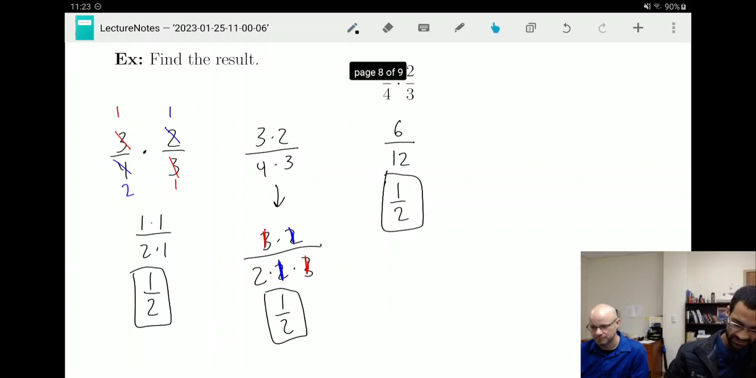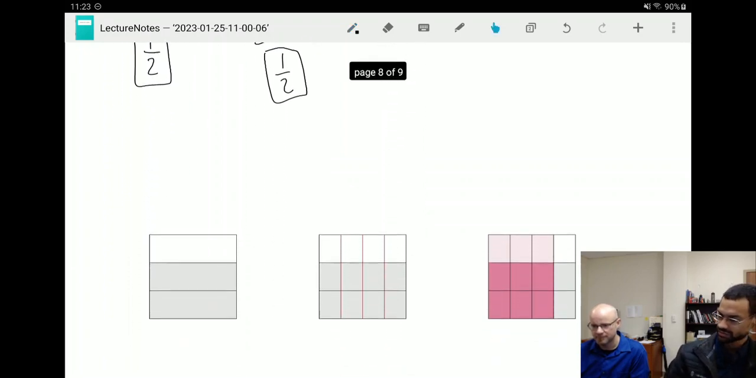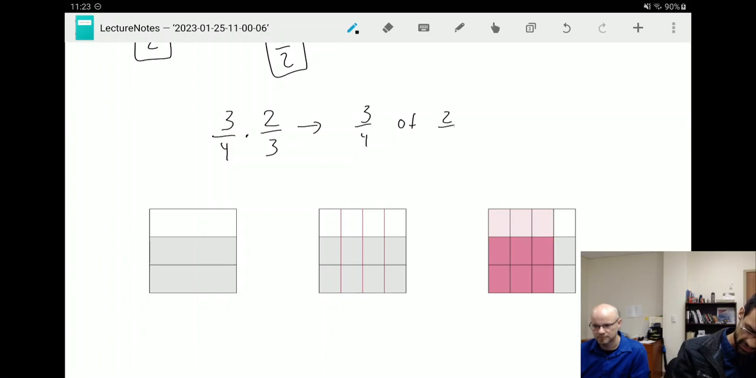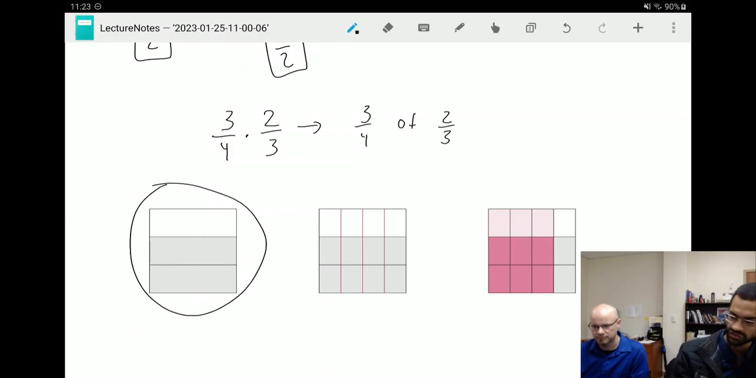But let's talk about some more buckets here, right? So we'll think about what 3/4 times 2/3 means. It means you have 3/4 of 2/3. So I drew the 2/3 bucket first, right? So that one's filled 2/3 of the way.